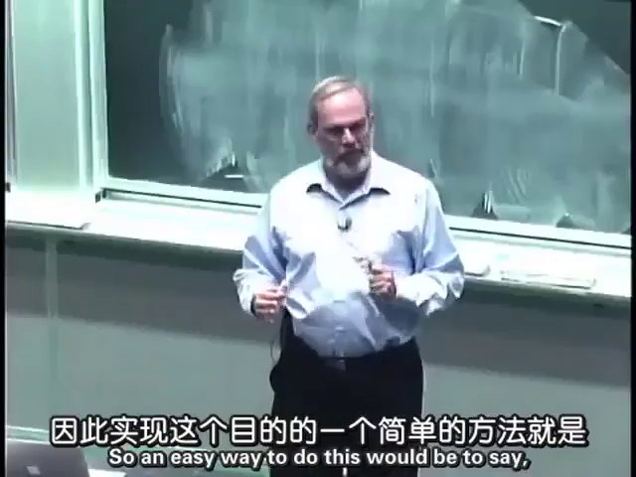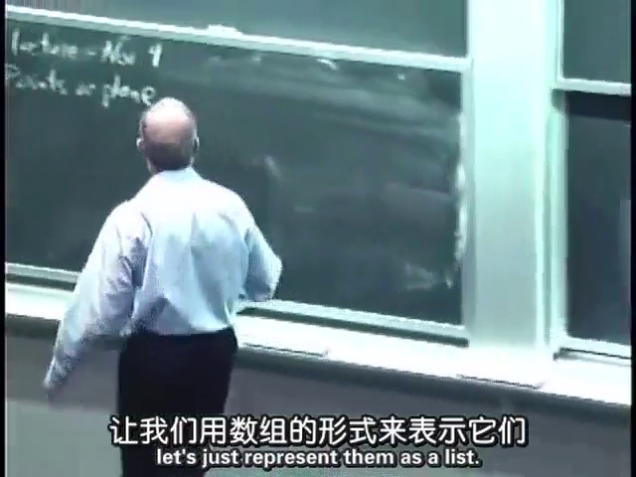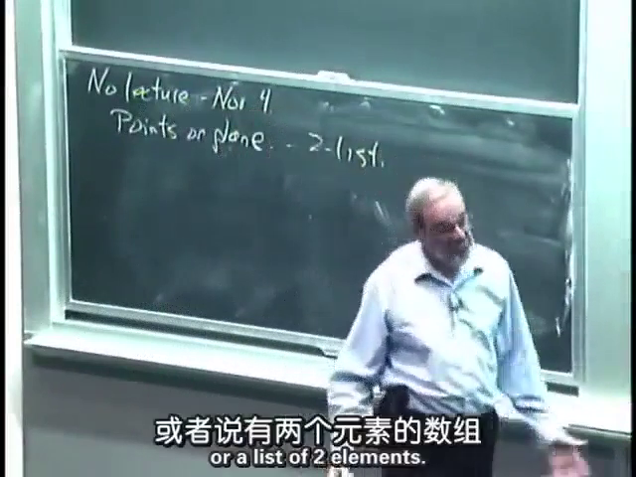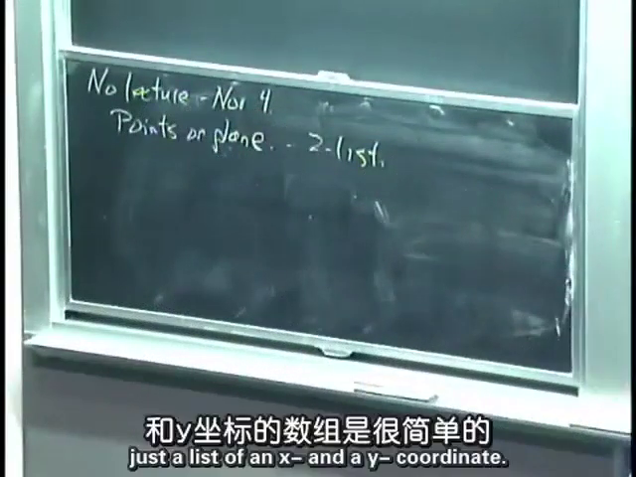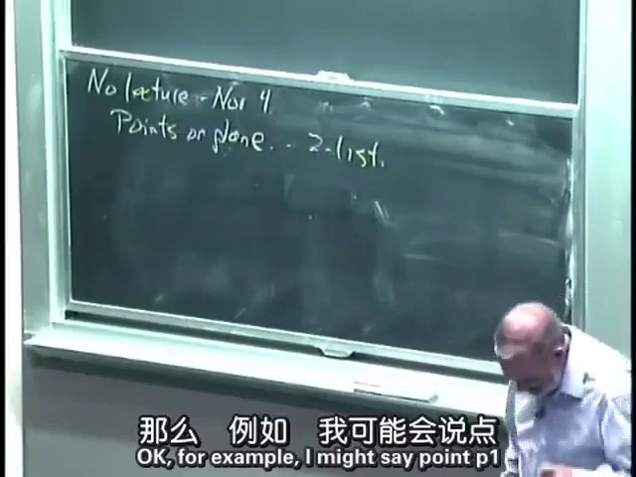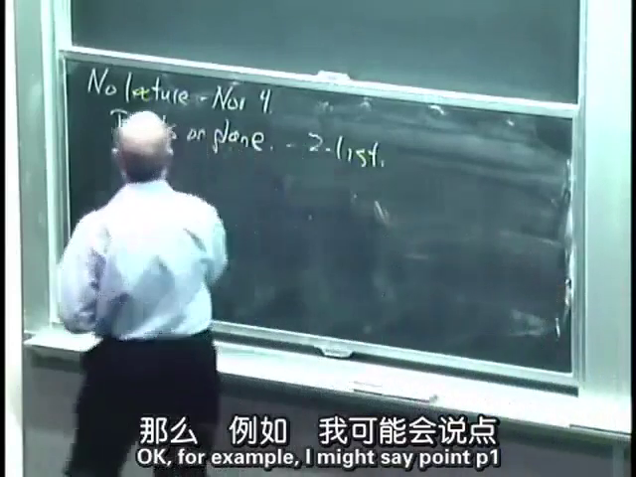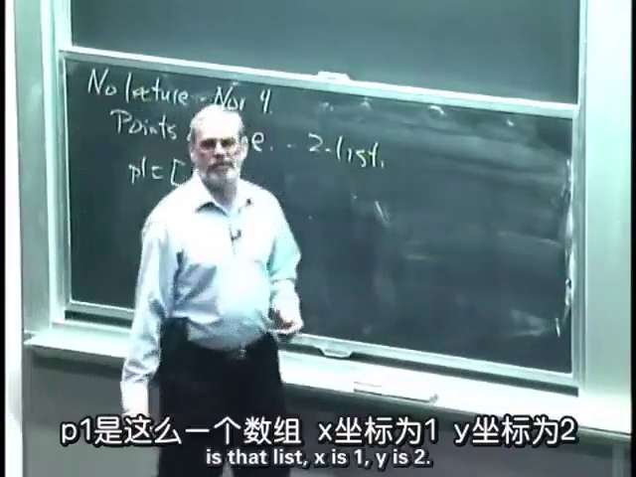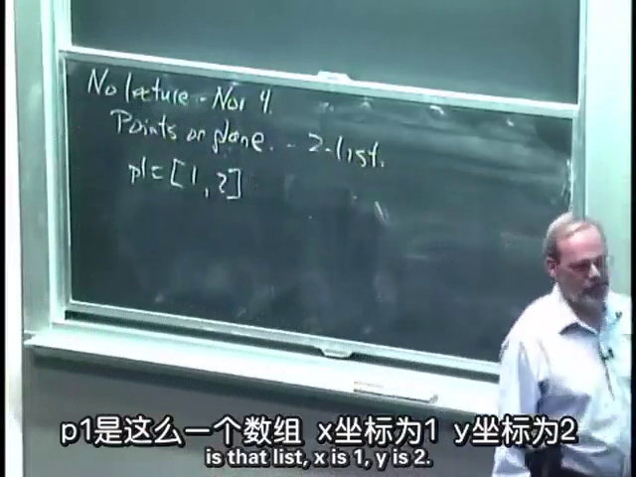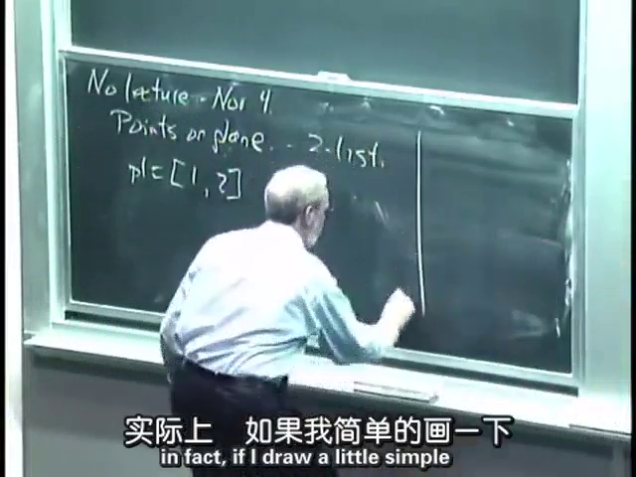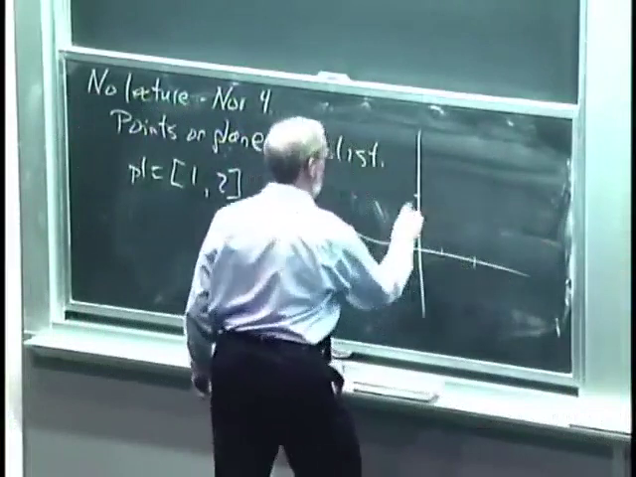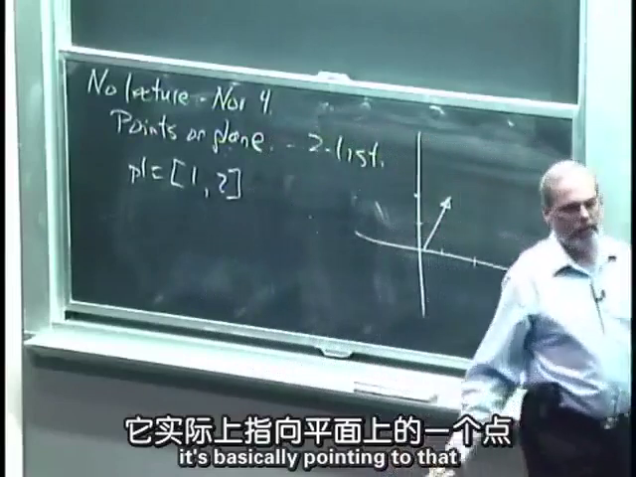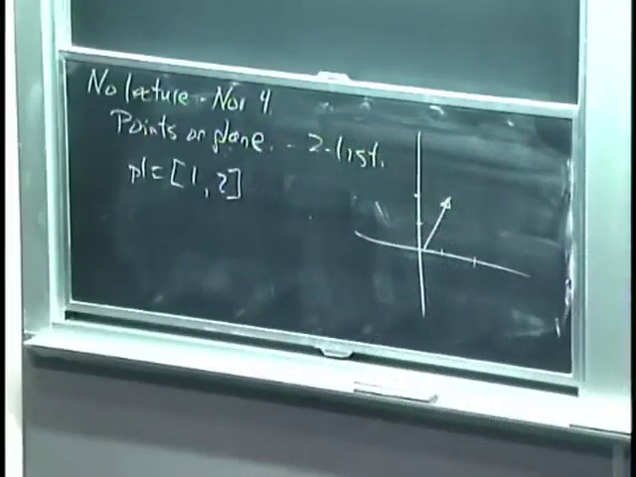So an easy way to do this would be to say, let's just represent them as a list. Just a list of two elements. It'd be easy to think of a point as a list of an x and a y coordinate. For example, I might say point P1 is that list. X is 1, Y is 2. And in fact, if I draw a little simple picture, it's basically pointing to that point in the plane, right? X is 1, Y is 2.